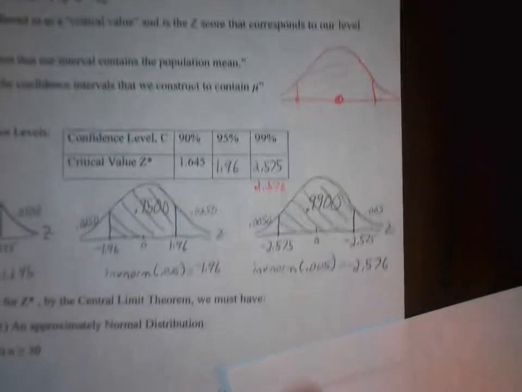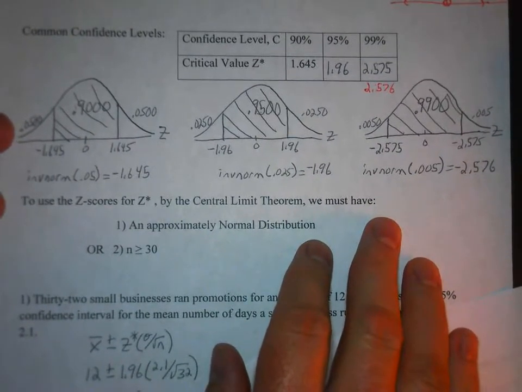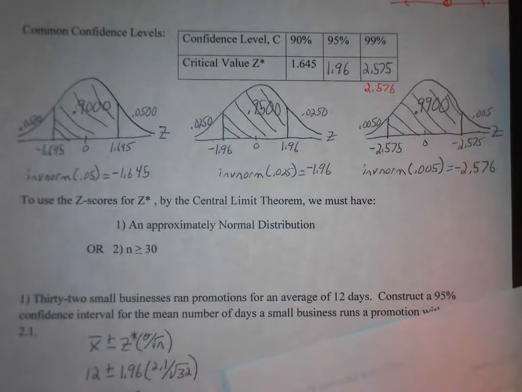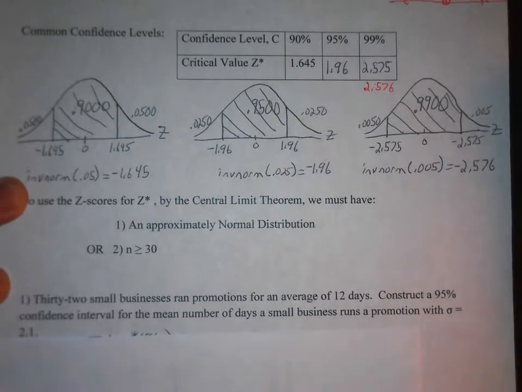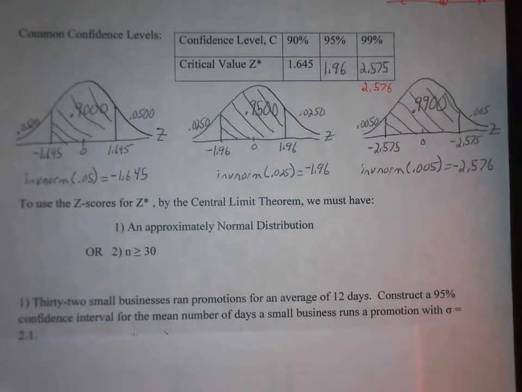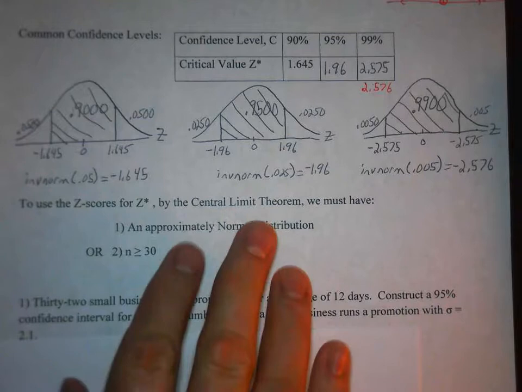Okay, so remember to use the Z-scores for a Z star, by the central limit theorem, we must have an approximately normal distribution or n greater than or equal to 30, a large enough sample size. So a very fast example of this. Again, I think you're going to look at these confidence intervals and say, wow, those are pretty easy. 32 small businesses ran promotions for an average of 12 days. Construct a 95% confidence interval for the mean number of days a small business runs a promotion with sigma equals 2.1.